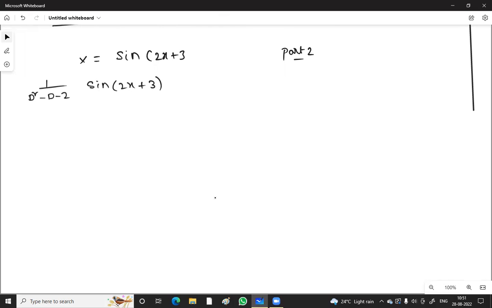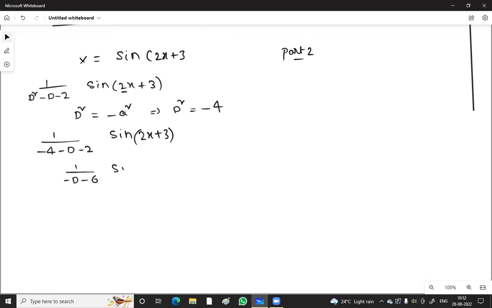So in this case, this is like case 2. What we have to do? In the place of d square, you have to put minus a square. A is what here? 2. It means d square is equal to minus a square, minus 2 square, nothing but minus 4. It means 1 over, in the place of d square, if you put minus 4, minus d minus 2 operating on sine 2x plus 3. Still you have to operate because d terms are there. So 1 over minus d, minus 4 minus 2, minus 6, you have to operate on sine 2x plus 3.